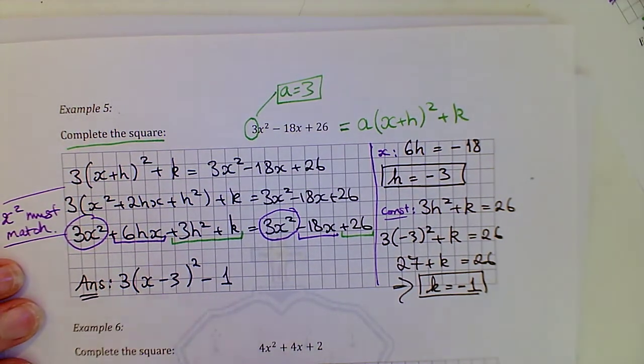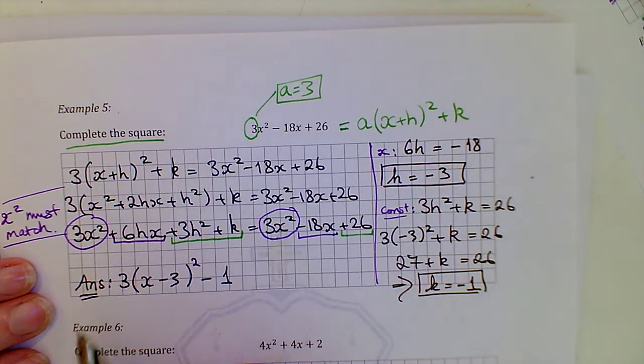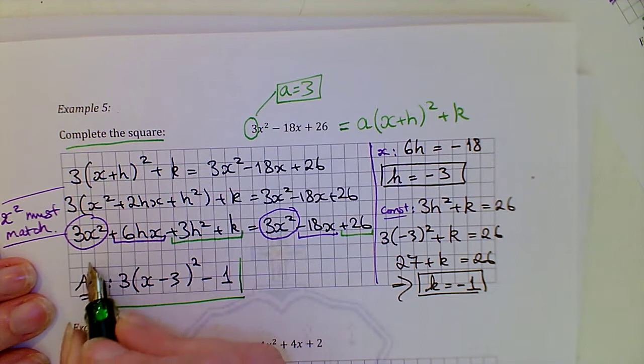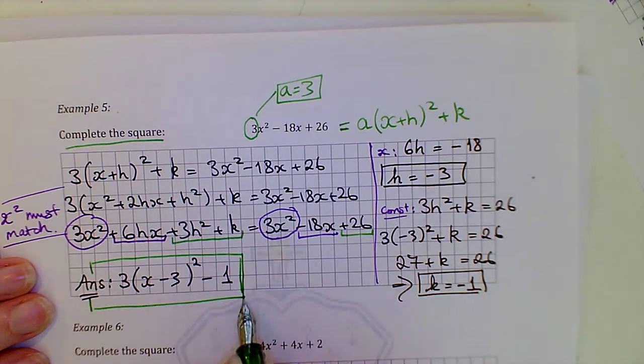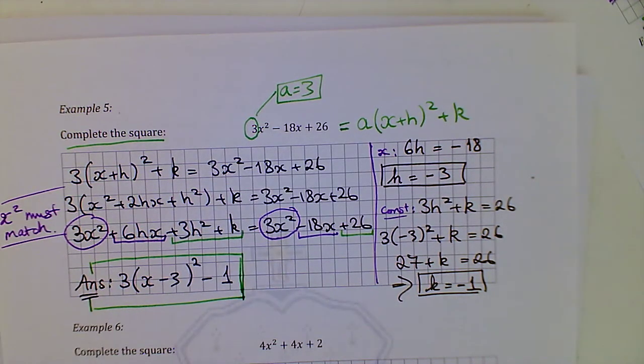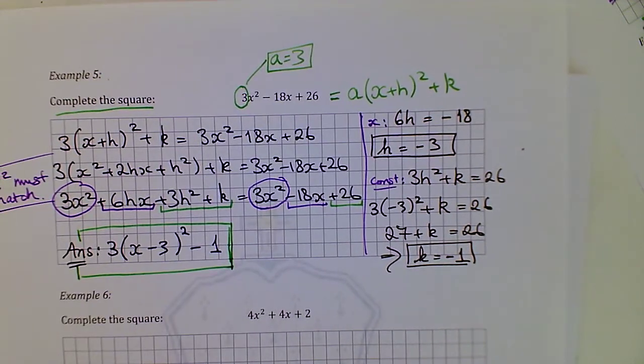And that's it. Okay, so I'm going to ask you to do one of these for homework tonight. I'll put it up in Google Classroom. It's question 6 on the same page as we were working on last night. And on Tuesday, we're going to look at finding the minimum or the maximum based on what we've done here. Okay, thank you.